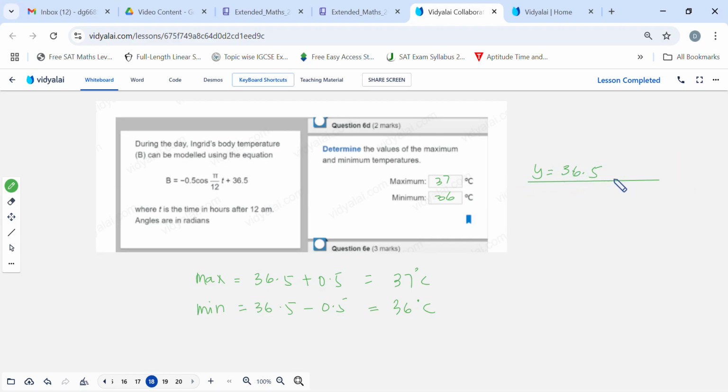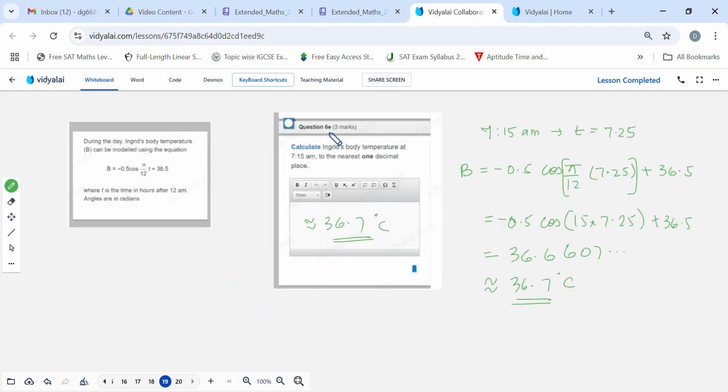So maximum value can be obtained by adding the amplitude and minimum value can be obtained by subtracting the amplitude. So maximum value will be 36.5 plus 0.5, which is the amplitude. This gives maximum value as 37 degrees Celsius and minimum value is 36.5 minus 0.5, which will give us 36 degrees Celsius. So maximum temperature is 37 degrees Celsius and minimum temperature is 36 degrees Celsius.